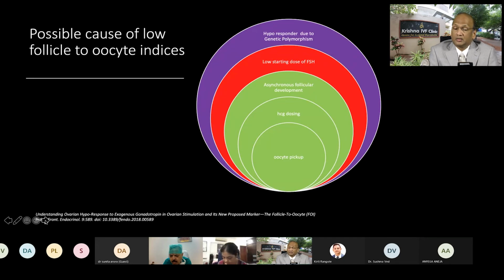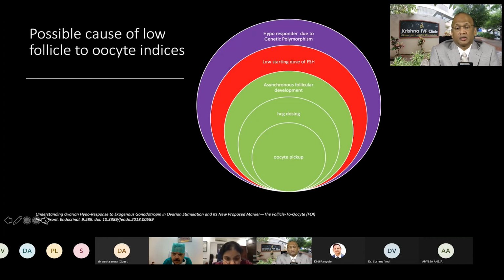The third is inappropriate dosage adjustment. Asynchronous adjustment of the dosage will give you different cohorts of follicles, because now it is known that in a given menstrual cycle there can be 2 or 3 cohorts of follicles developing, and if you adjust your dosage in an erratic fashion like a step-up protocol, then you are stimulating asynchronous follicle development, and you might have different sets of follicles, but none being dominant.